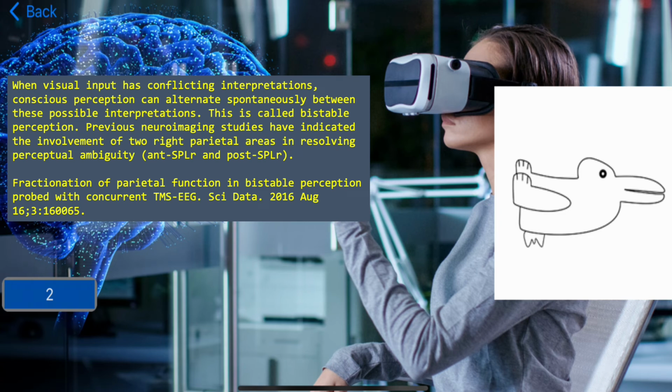This study is published in Scientific Data, August 2016. It provides additional evidence that viewing a bistable image is associated with an increased activity in the right parietal lobe.